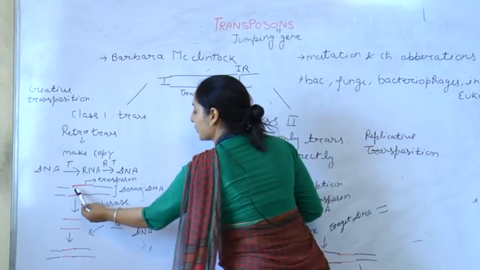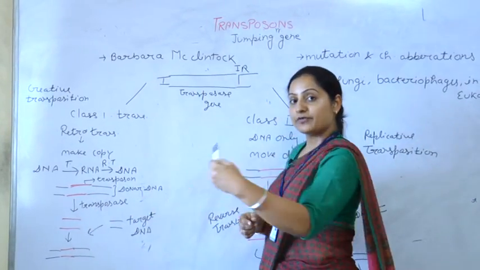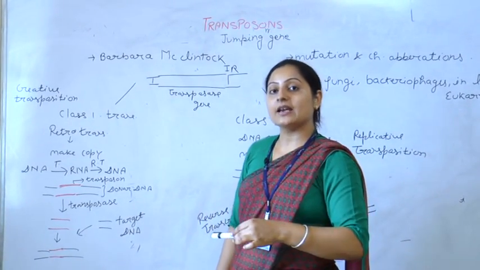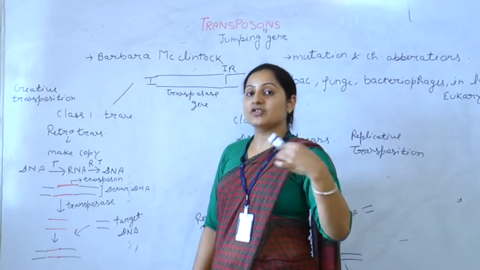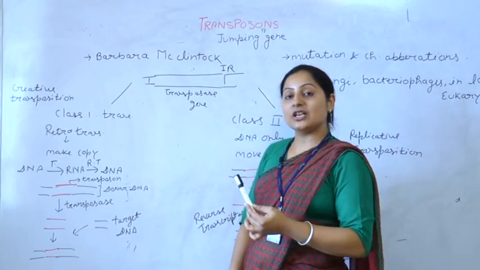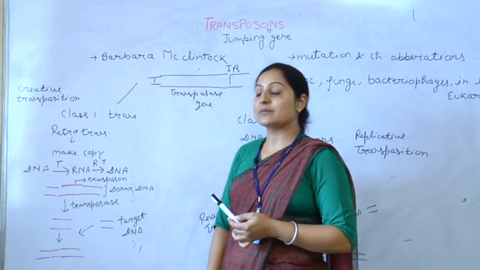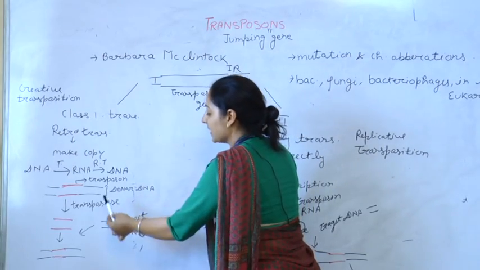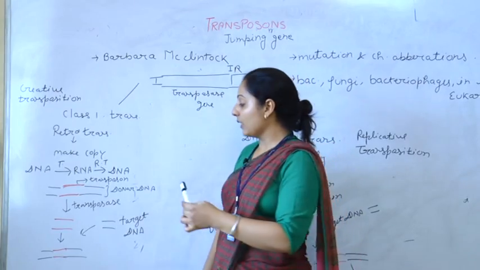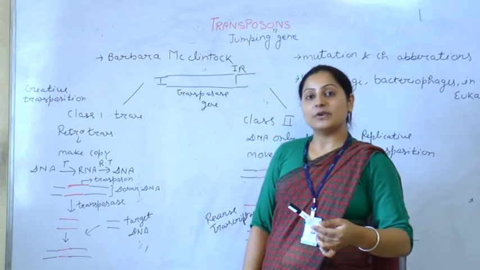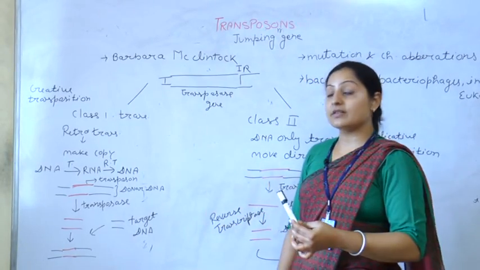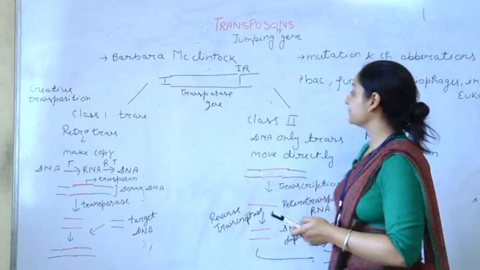This is the transposon segment, the gene which has to shift to another position, and this is the donor DNA. Donor DNA is that DNA from which the jumping genes jump to another position. The enzyme which helps to shift the gene to change its position is called transposase. By the transposase enzyme, this is the target DNA. Target DNA is that DNA segment into which the gene will be shifted. So this is the procedure of a retrotransposon, and that's why this is called a replicative transposition.